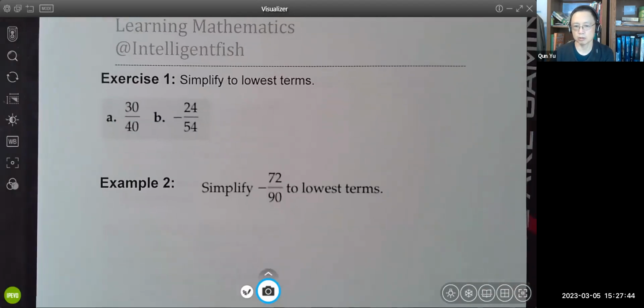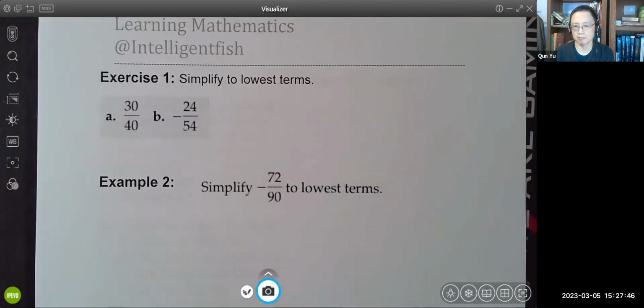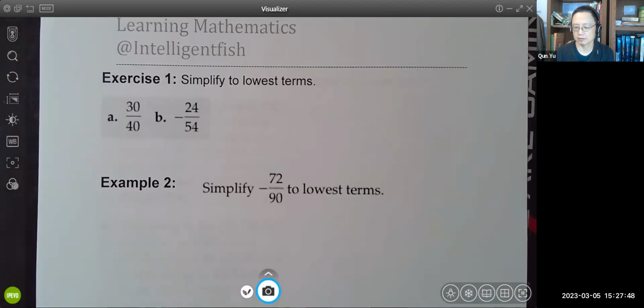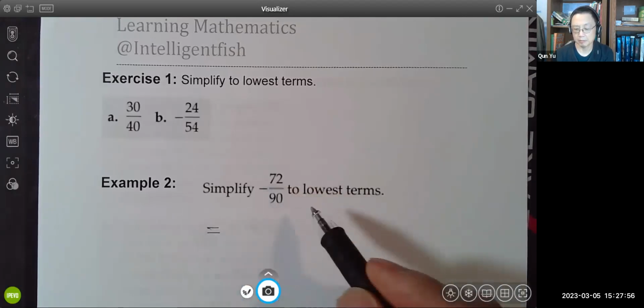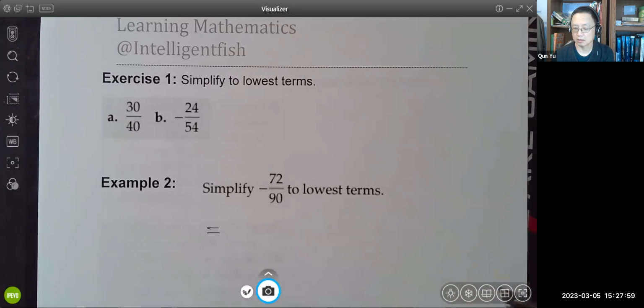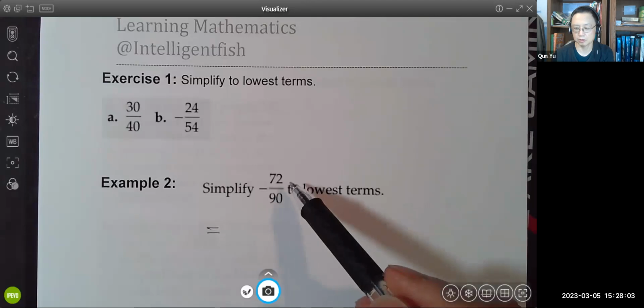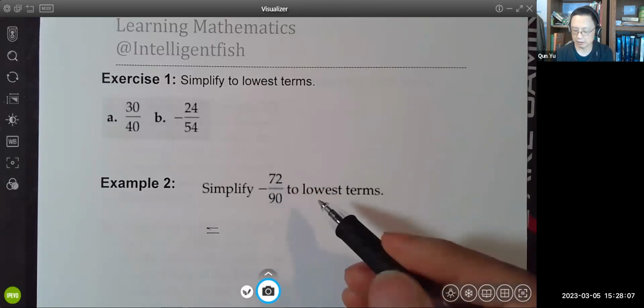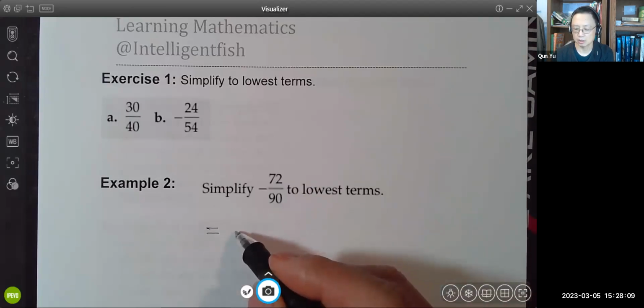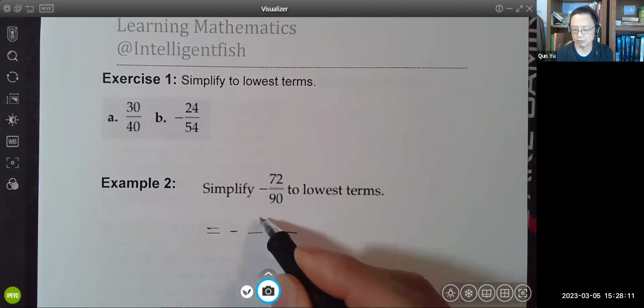Now move on to our second example. This one, we want to simplify -72/90 to the lowest terms. And first, both sides can be divided by 2. And if you think about the multiplication table, both sides can be divided by 9 also. So either way is okay. We are going to get our answer. The answer will be the same.